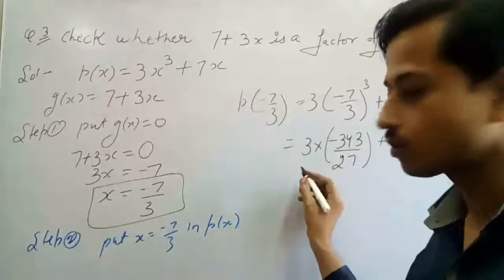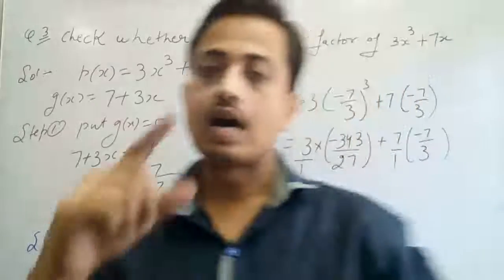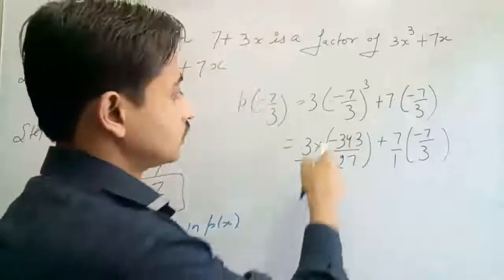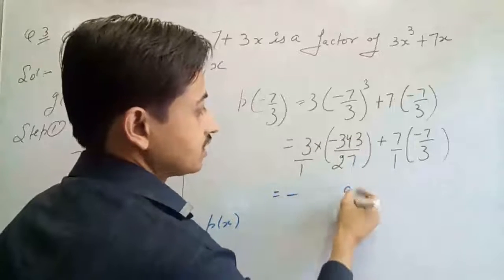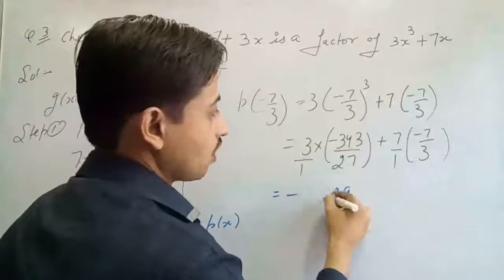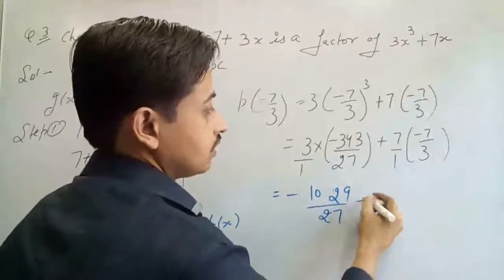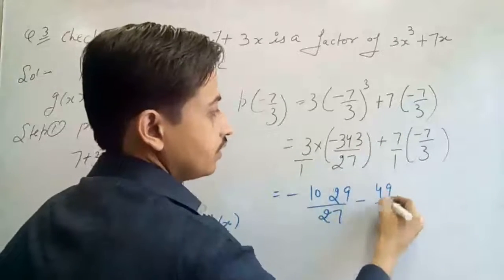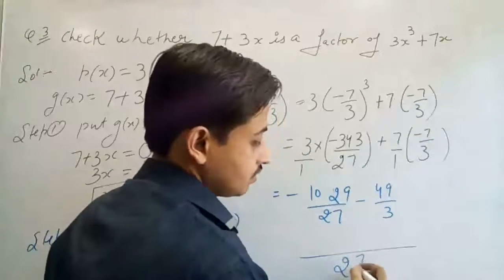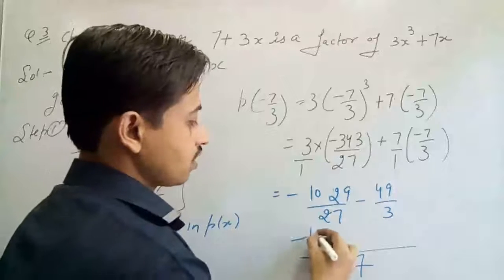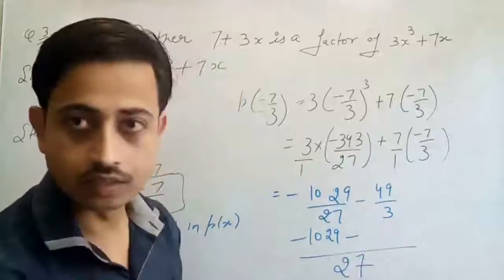Now this term is rational, so make this also as a rational, and we know upper part is multiplied with upper part. So multiply 3 into 343. What will we get? Minus 3 3s are 9, 3 4s are 12, carry 1, 3 3s are 9 and 1, 10. 27 into 1, 27. 7 into 7, 49, divided by 3. Now what's the LCM? 27. Now solve this. Minus 1029 minus 3 nines are 27.